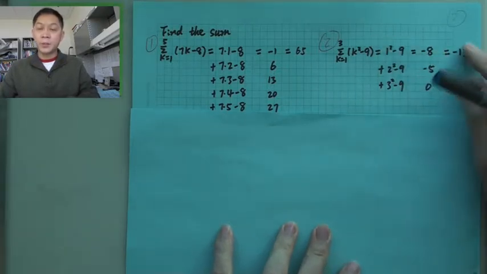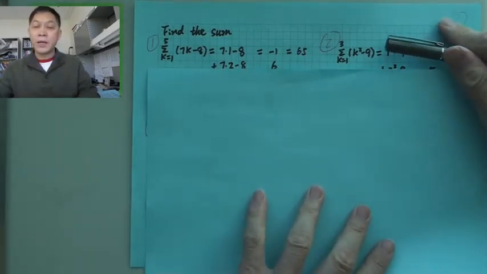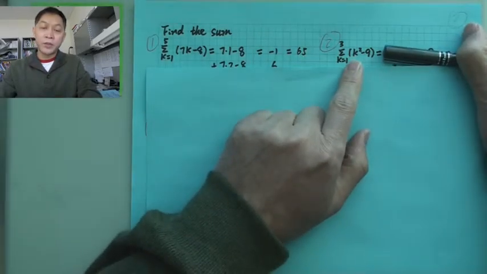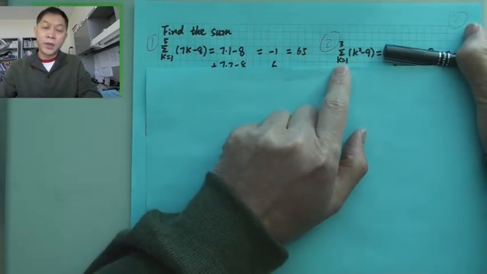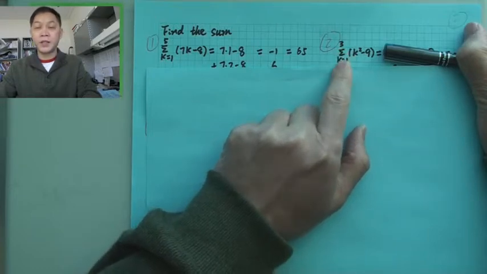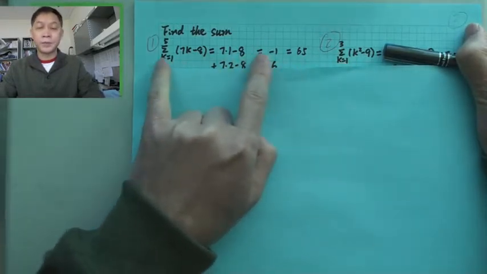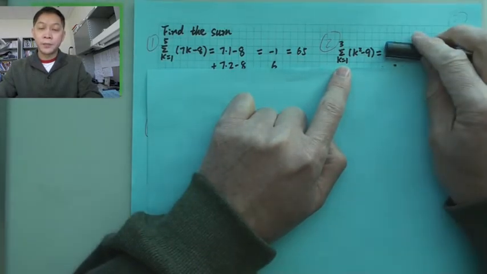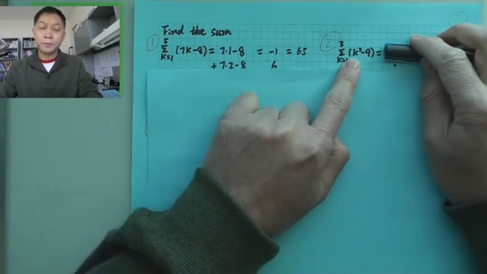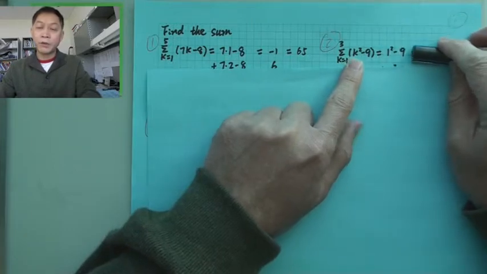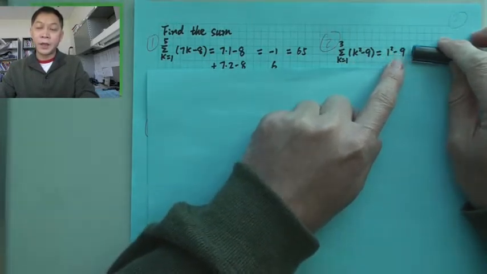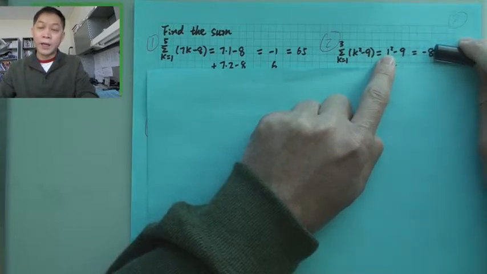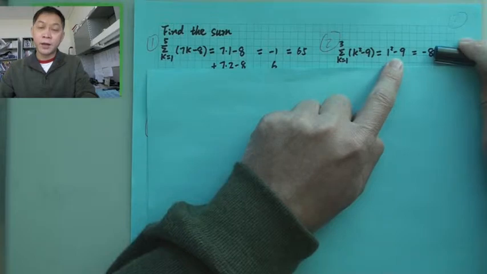And this one is similar. Here we want to find the sum of this sequence, k ranges from 1 to 3. Sigma means the sum. So write down here, k is 1. So you have 1 squared minus 9. That's the first term. 1 squared is 1 minus 9 is negative 8.